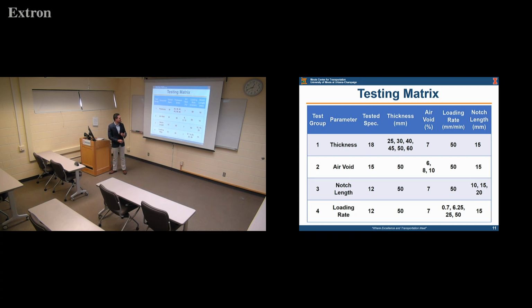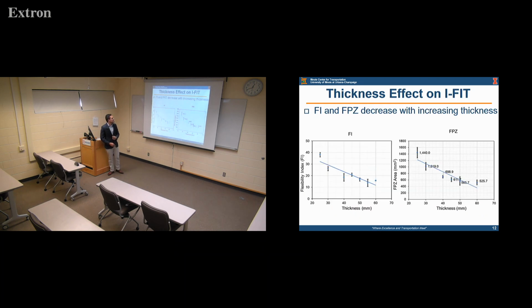For example, in the case of the thickness, we changed the thickness and all the parameters were kept according to the standard of the iFit. And the same thing with the air voids and the other parameter, the notch length. So basically, we are just doing a parametric study. We're using one of the parameters for each of the evaluations that we have done here. So let's go over each of the parameters that we evaluated so far.